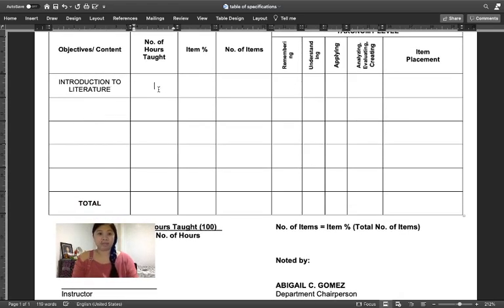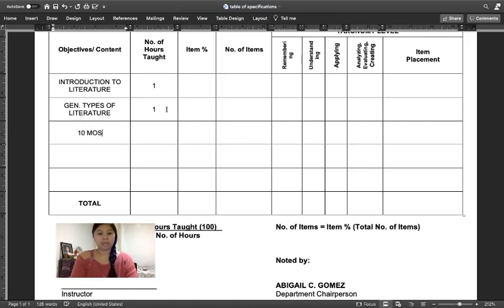Then you taught that for 1 hour because we have a 1 hour synchronous session. Then we have the general types of literature, that would be the poetry and prose. It's easy to discuss that. So still, you consume 1 hour.